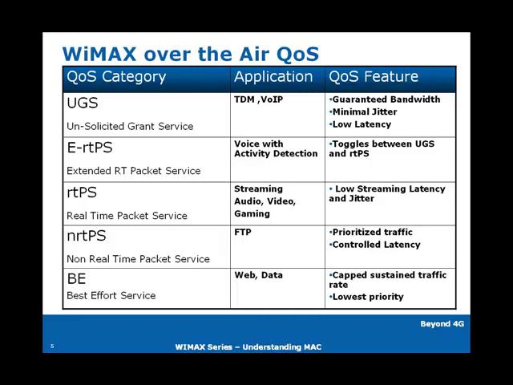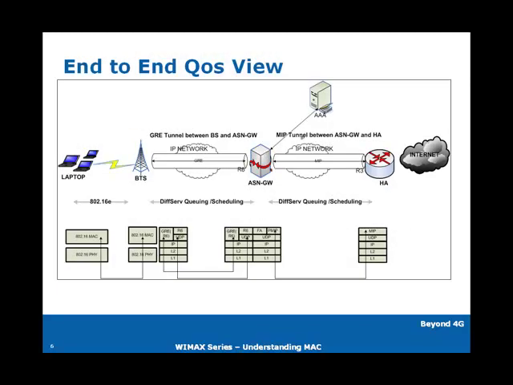RTPS schemes are used for streaming audio and video, and also gaming applications, and have low streaming latency and also low jitter. Enterprise data or FTP kind of applications are normally used in NRTPS and have prioritized traffic and controlled latency. And the last is the best effort, which is the lowest in priority and normally used for web and data traffic, which is HTTP traffic, and it can be capped to a certain extent. In slide number 6, an end-to-end view of the QoS mapping is presented.